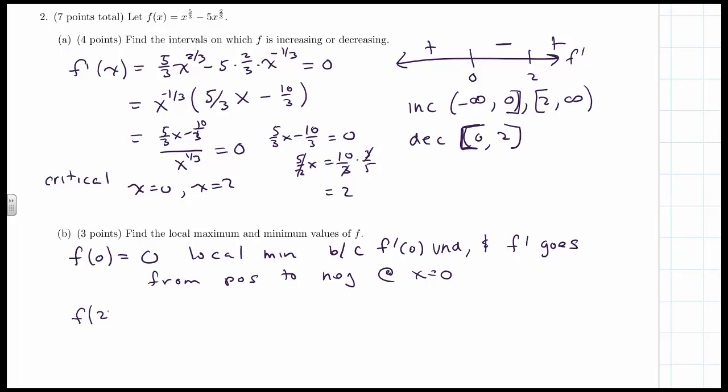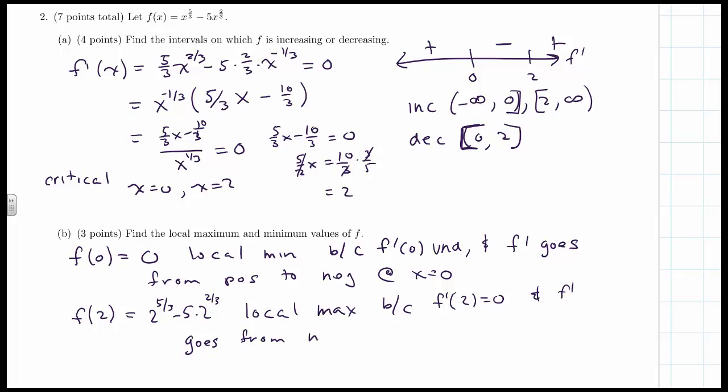F of 2, which is going to be 2 to the 5/3 minus 5 times 2 to the 2/3, whatever that is, will be a local max, again because f prime of 2 equals 0 and f prime goes from negative to positive at x equals 2.